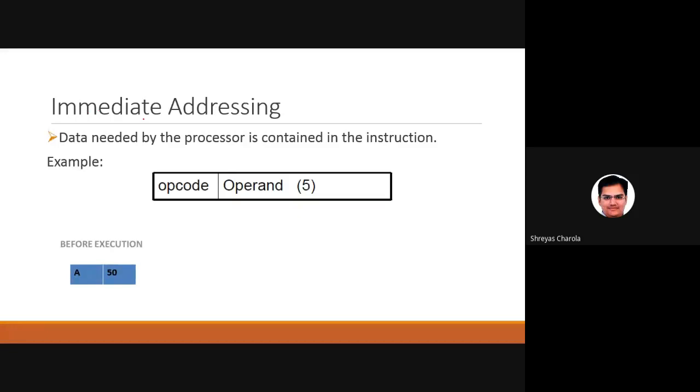Let's consider the immediate addressing mode. If the data needed by the processor is contained in the instruction, we have an opcode and an operand, and the operand is the data. Suppose I have A equal to 50 and I write add 10. 10 is the user defined data being added. So add 10 plus 50, the answer will be 60. This is the data you are adding, and that is why we call it immediate addressing mode.